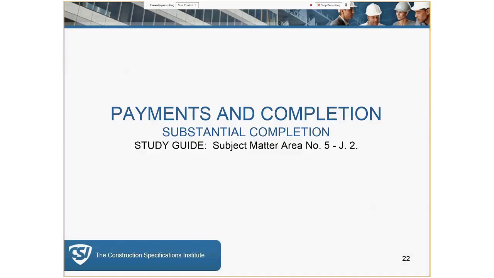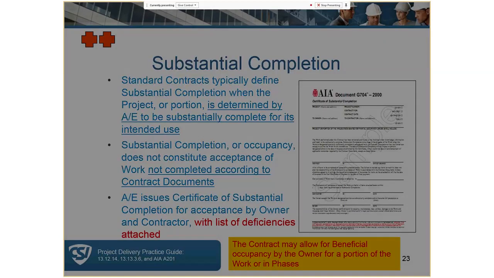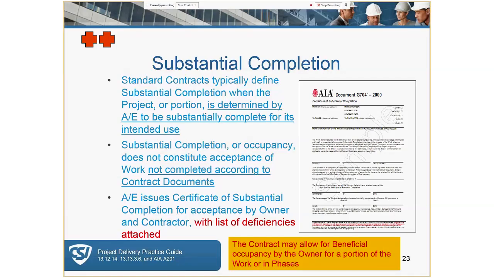Payments related to completion. Substantial completion is determined by the AE's inspection. This is one of the two times that the architect and engineer actually inspect the project. And basically this is going to occur when the project is available for use for its intended purpose, as we've talked about. The substantial completion designation or occupancy by the owner does not constitute acceptance of the work by the owner.